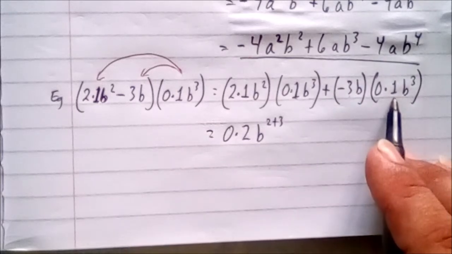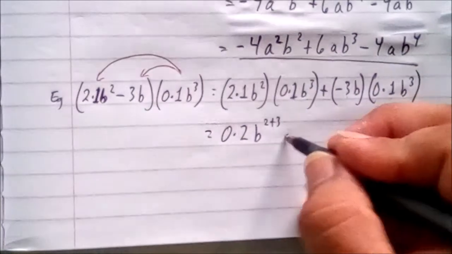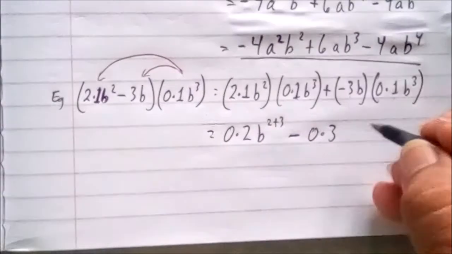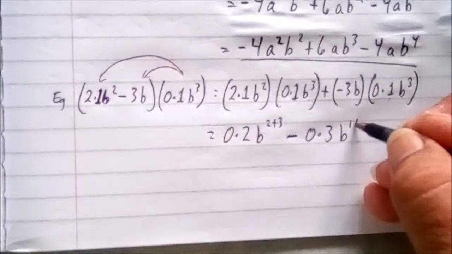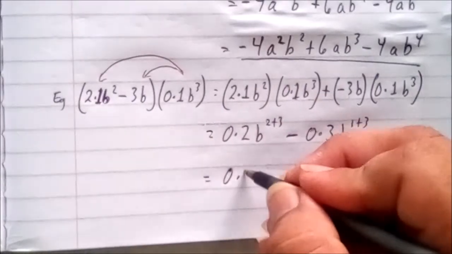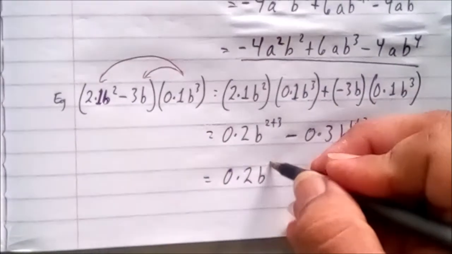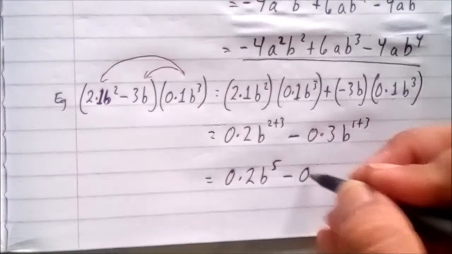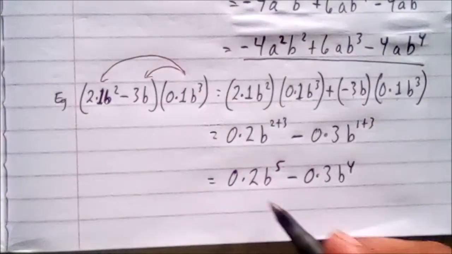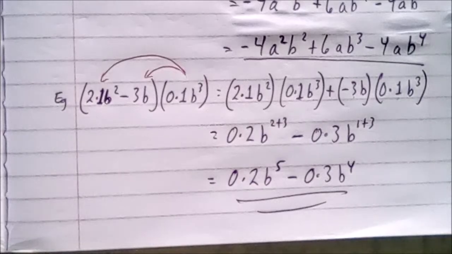A negative times a positive will give us a negative. So we end up now with a negative 0.3. We end up b to the first plus 3, and then that gives us 0.2 b to the fifth minus 0.3 b to the fourth, and that's our solution for that particular problem there.